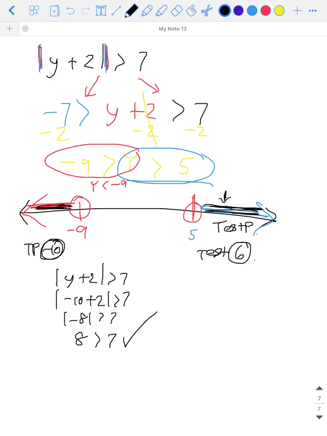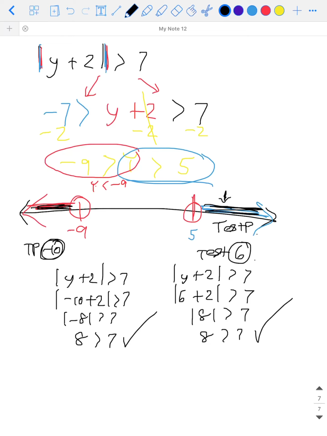Same thing with 6. Absolute value of y plus 2 is greater than 7. We're going to plug in 6 for y. 6 plus 2 is 8. Absolute value of 8 is 8. Is 8 greater than 7? Yes, it is. If that's the case, then we know that this is indeed the correct answer. So y is greater than 5, or y is less than negative 9.